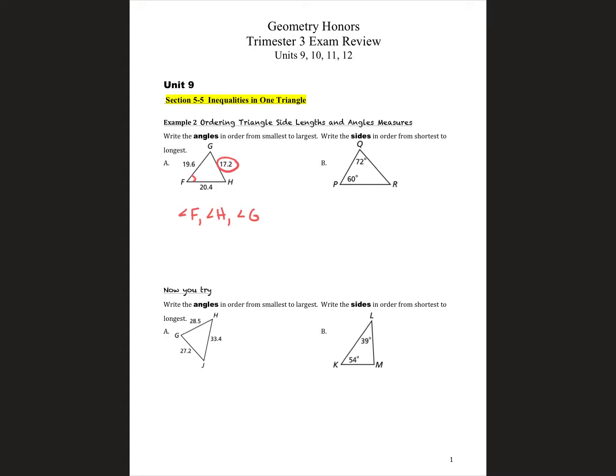So when you get to example 2b, don't forget that you have to find the missing angle R before you can determine the side length measures.